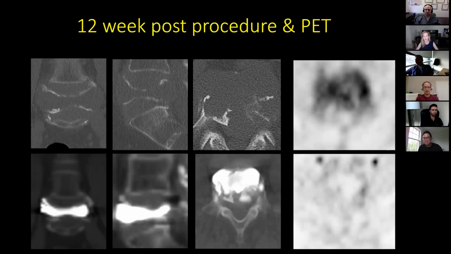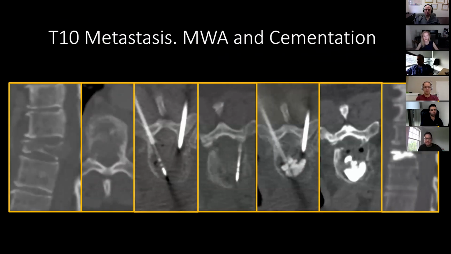Yeah, thank you. So this is another case, just a couple of cases I want to show, and then I'll wrap up. This is intriguing me a lot now. I'm seeing this more and more. So this is a T10 metastasis. We went in, we ablated, we put the cement. There was really no extravasation. They had a little bit of epidural component, but the patient did quite well.